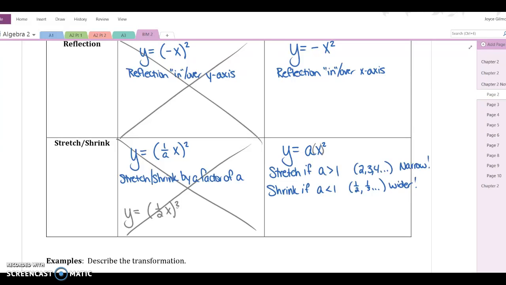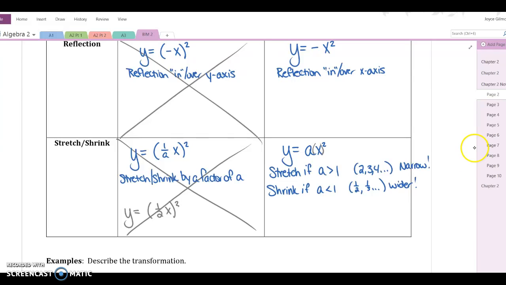The reciprocal of the stretch or shrink factor goes inside the parentheses. It's weird, it's messed up, it's crazy. Basically, do you notice that inside the parentheses, anything that's horizontal is kind of backwards, messed up, crazy? Anything outside of the parentheses, anything vertical is like totally normal and fine.